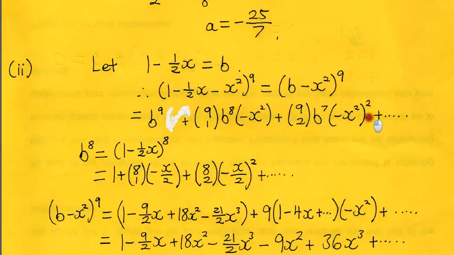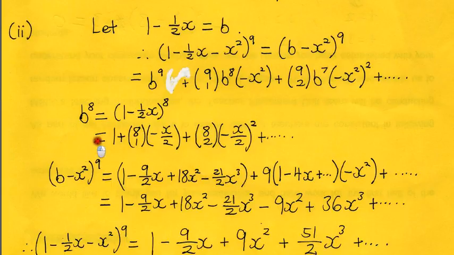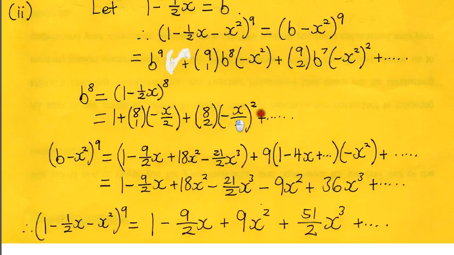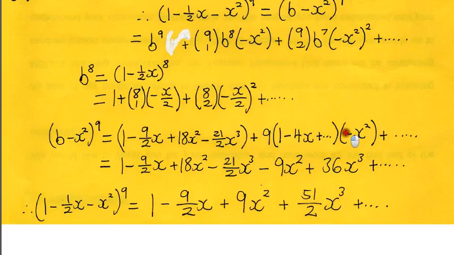I'll stop there because we only need up to the term in x cubed, so anything more than that is not necessary. In fact, this term is not necessary as well. But just to make it clearer, now I would like to simplify b to the power of 8, which is (1 - 1/2 x) to the power of 8. So I'll just expand up to the first 3 terms, because it gives us x squared. And this is the expansion, which is 1 - 4x plus third term and so on.